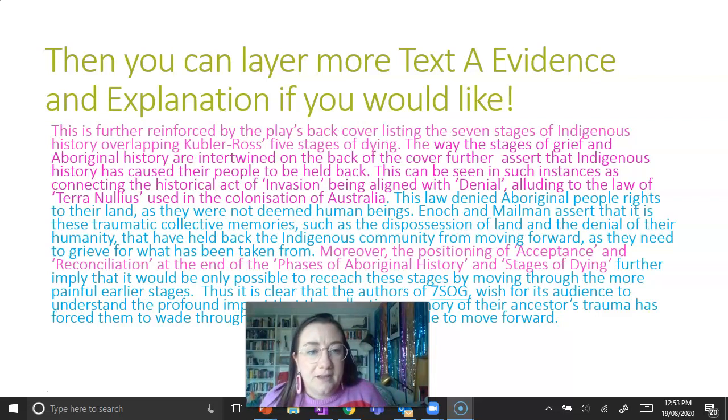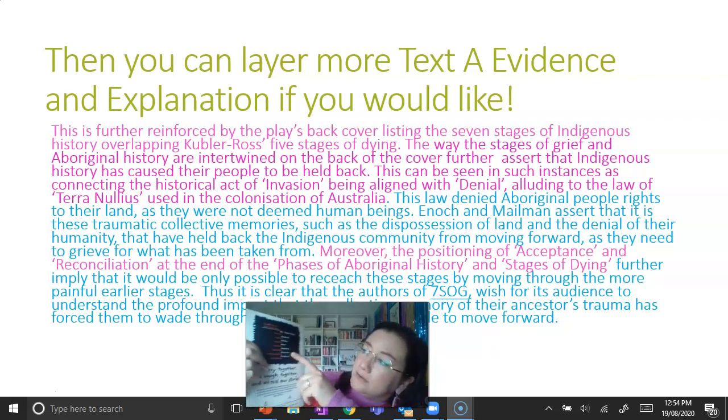So my evidence, which is in pink because I like to colour code, this is further reinforced by the play's back cover, listing the 7 stages of Indigenous history overlapping Kubler-Ross's 5 stages of dying. The way that the stages of grief and Aboriginal history are intertwined on the back of the cover further assert that Indigenous history has caused their people to be held back. Okay, the effect, remember? This can be seen in such instances as the connecting of the historical act of invasion being aligned with denial, alluding to the laws of terra nullius used in the colonisation of Australia.